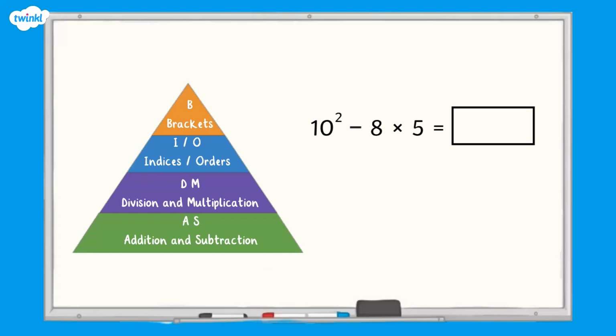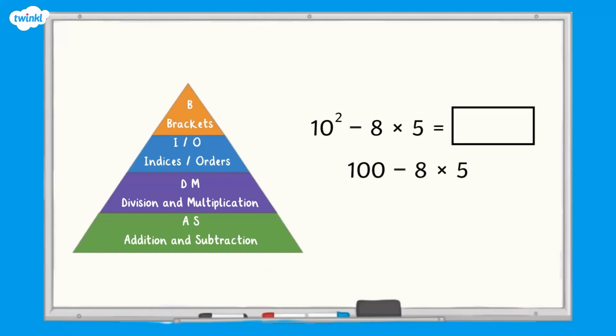The next operation we should do is indices or orders. Our calculation has 10 squared, so we complete that first. 10 squared equals 100. Let's replace the 10 squared with 100 in our calculation.